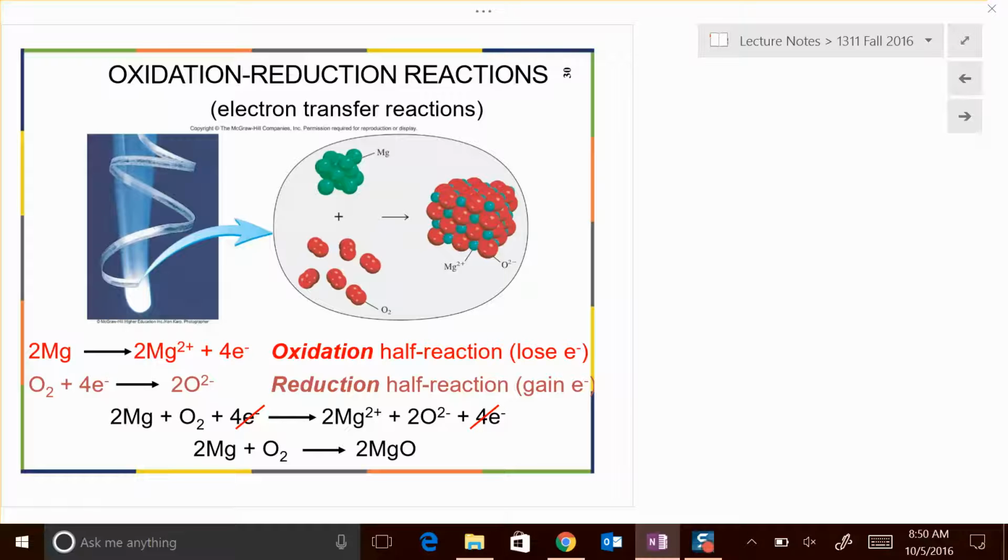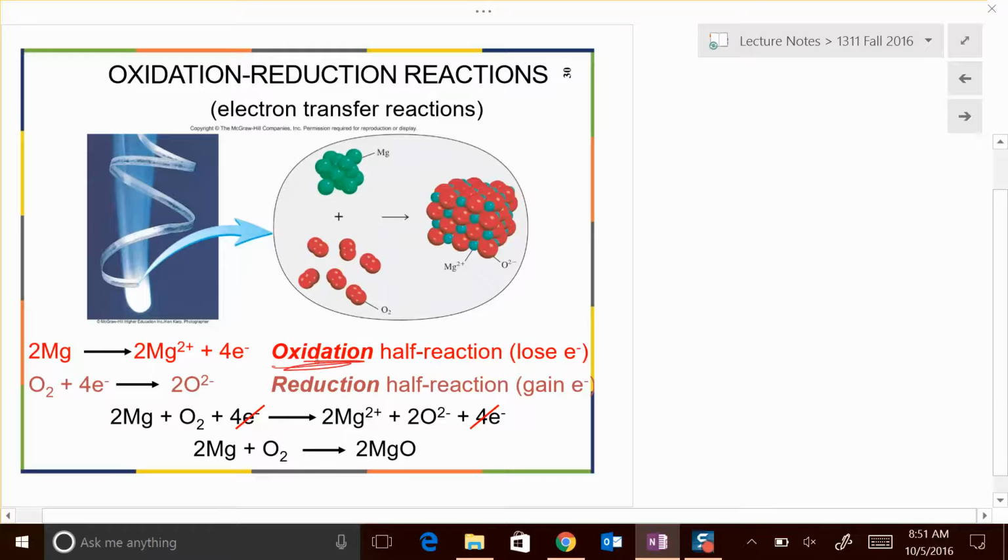So magnesium reacting with oxygen, magnesium plus oxygen, and we have 4 electrons. The 4 electrons are transferred. Okay? We eliminate those. And you'll be left with this equation. Magnesium plus oxygen produces magnesium oxide. Okay, balanced, we have 2 and 2. Okay, so this is the idea behind oxidation and reduction.